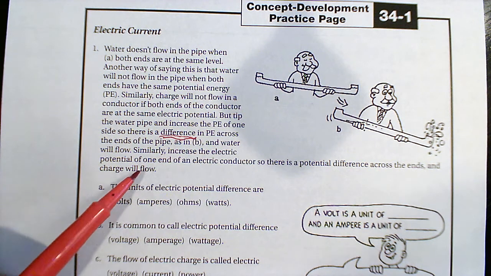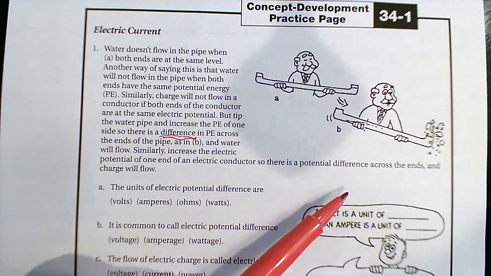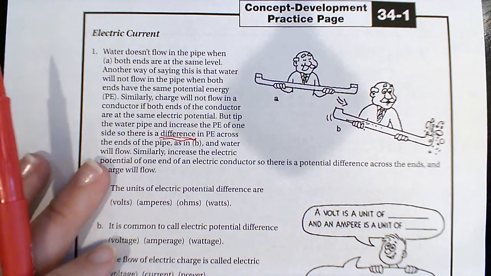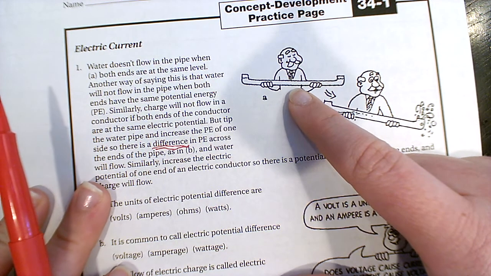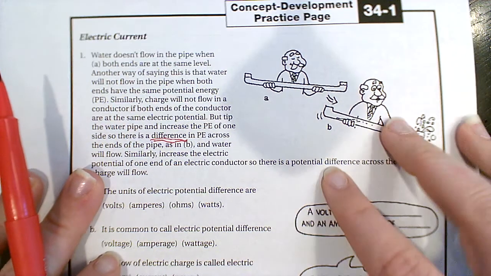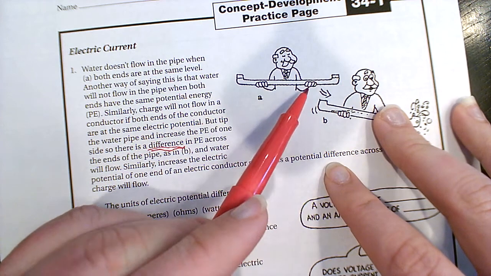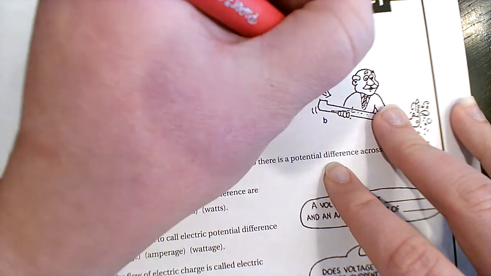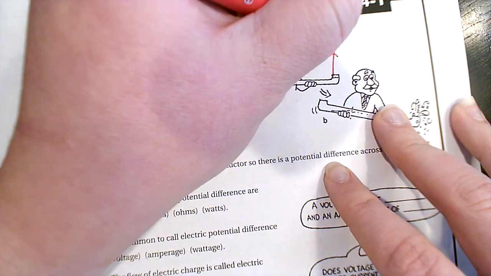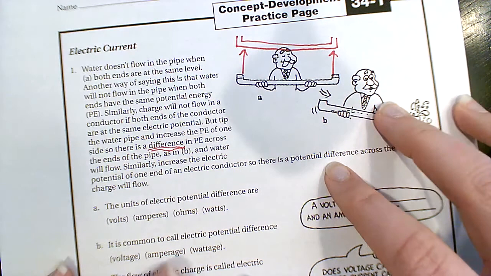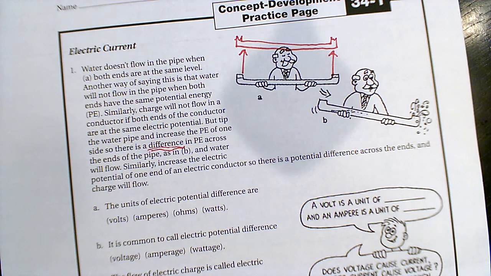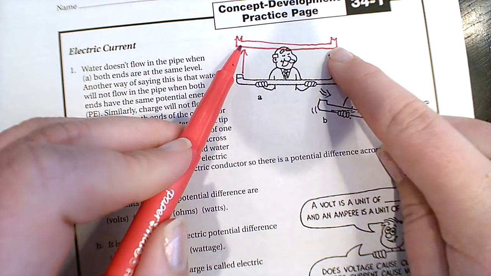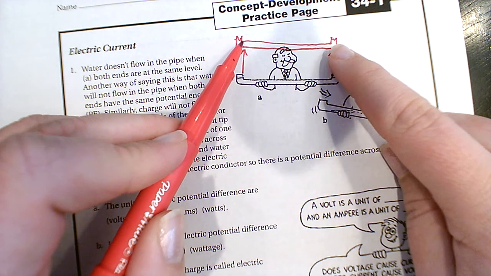Similarly, increase the electric potential of one end of an electric conductor, so there's a potential difference across the ends, and charge will flow. So imagine this guy has this perfectly flat. I know it's weird that it's supposed to be flat, but if your paper is straight, it's not really flat. But imagine it's flat. And he takes this pipe and raises the potential energy of both sides. So now the pipe would be up here. Is the water going to flow now? We raised the potential energy. Will it flow? No, it will not, because from one end to the other, they have the same potential energy.